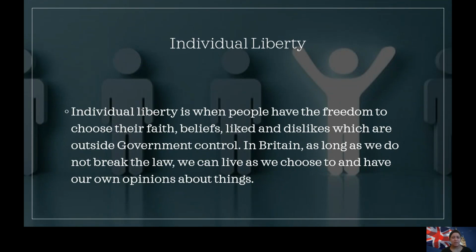Our next one is individual liberty. It's all quite self-explanatory within the name itself. Individual means one person. So this is when people have the freedom to choose their own faith, their own beliefs, their own things that they like or dislike. And this is outside of the government's control because it's your decisions. So in Britain, as long as we're following our law, we can choose to live the way we actually want to, which is nice. Have our own opinion about things. So that's quite important, that people have the freedom to choose their own things they like and dislike.